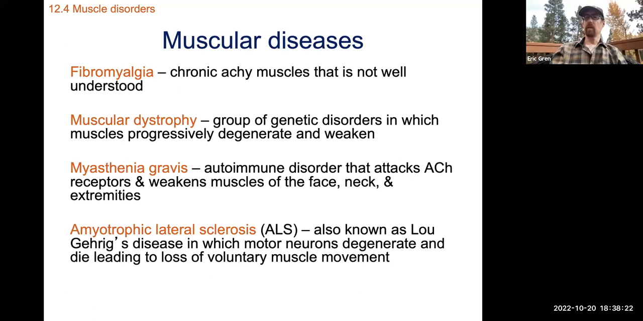Myasthenia gravis is an autoimmune disease. Autoimmune means that your body's own immune system is attacking the body's own tissues, and in this case, the immune system is attacking the receptors, the acetylcholine receptors on the muscle cells. So remember that nerve releases synaptic vesicles containing the neurotransmitter acetylcholine across that gap.